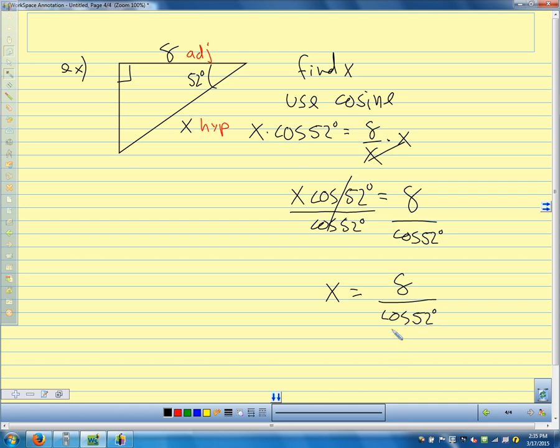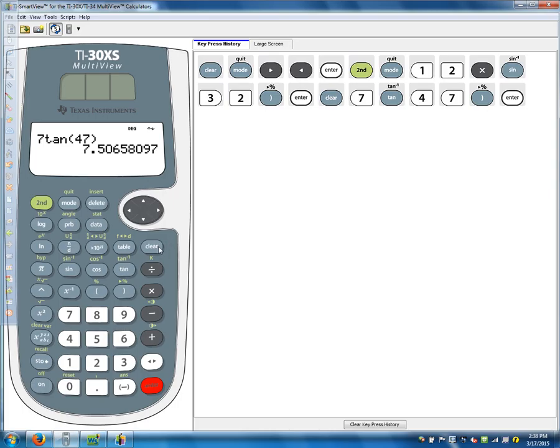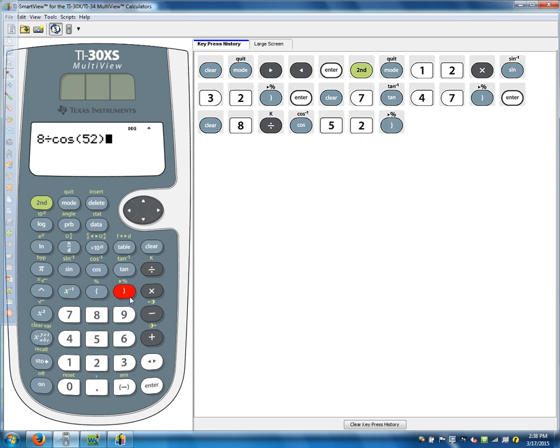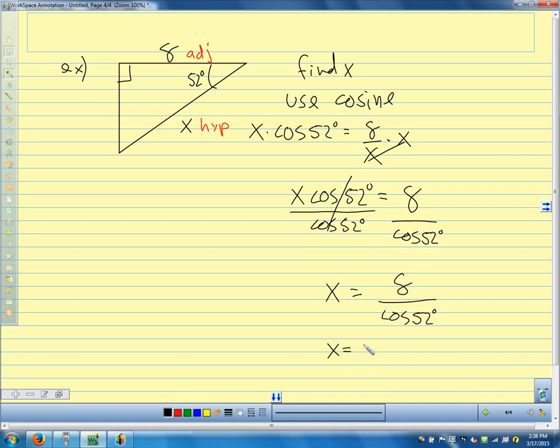And I'm going to go to my calculator and enter it just like this. 8 divided by cosine 52, close the parentheses, and I get 12.99. And we're done. Same set of steps, same process for every single problem. So questions on those examples?